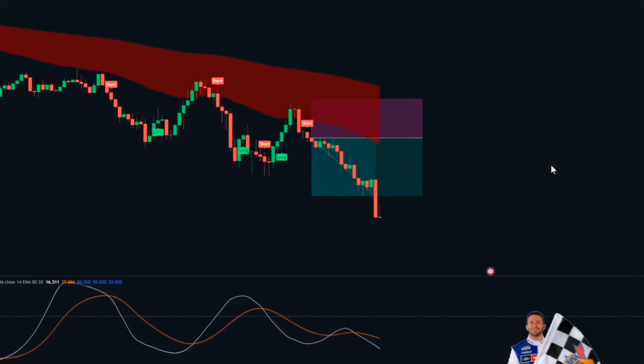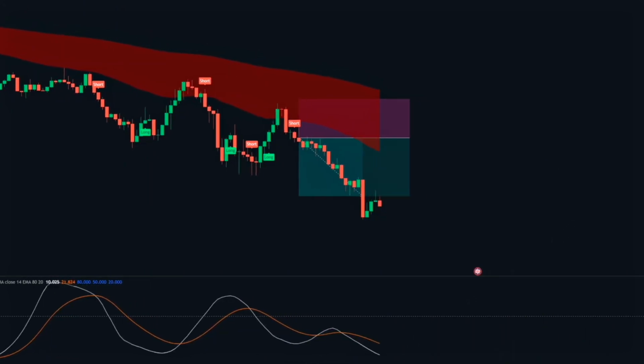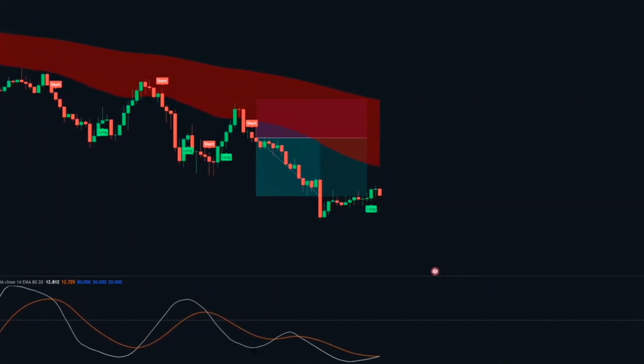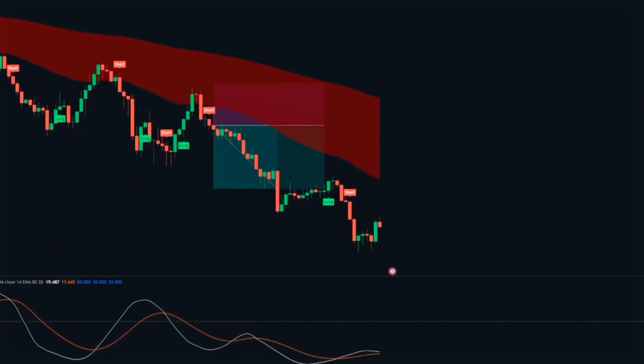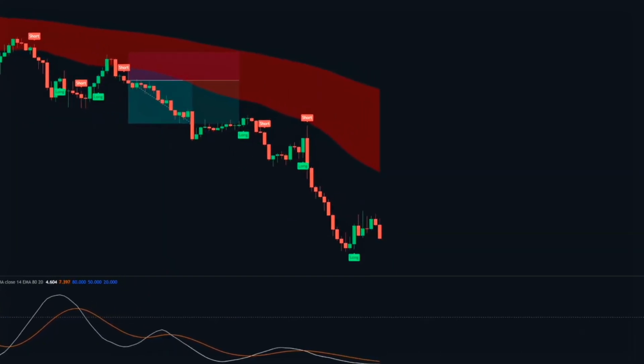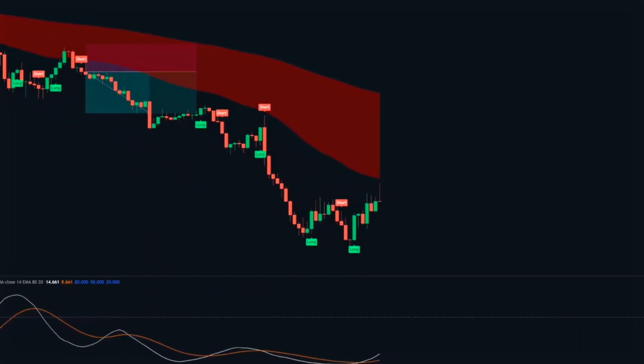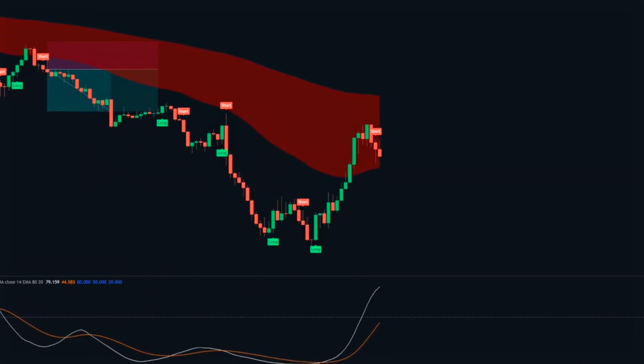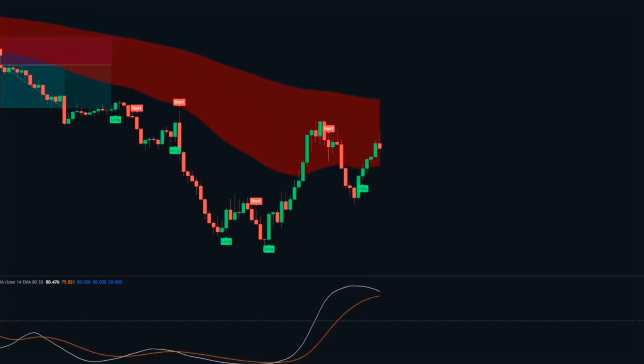This strategy is highly effective because it combines multiple layers of confirmation. The ultimate RSI is great for detecting short-term trend shifts, while the EMA trend cloud ensures trades align with the overall market direction. Adding the trend range filter further increases precision by providing clear entry signals.